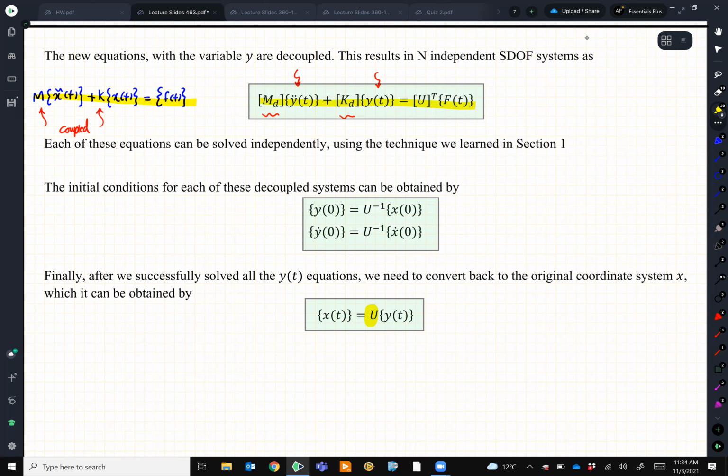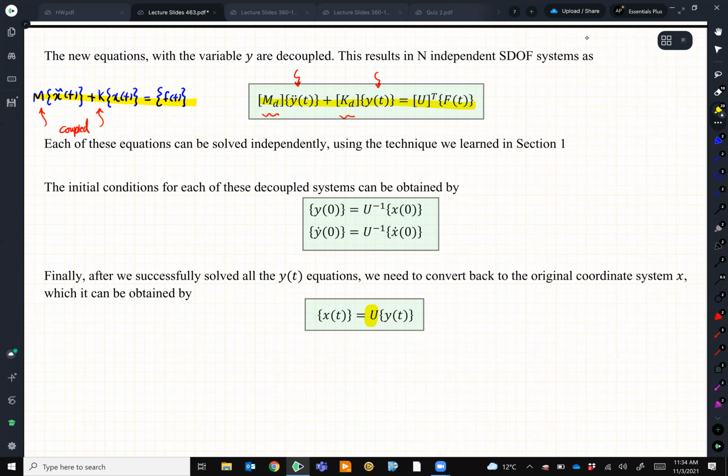By show of hands, tell me if you've heard of eigenvalues and eigenvectors before. Okay, good. Have you used them before? Anywhere? No? You haven't used them at all, right?